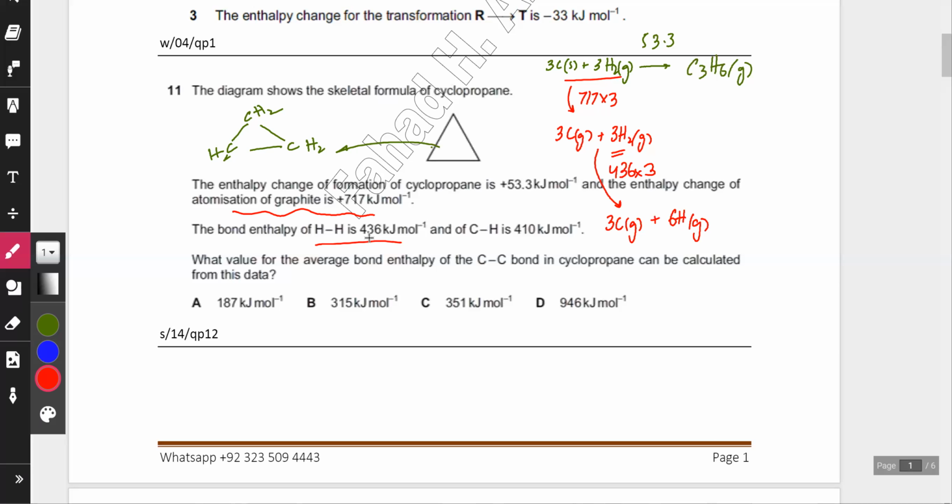And then he says that the CH is 410. Now to make cyclopropane, you would have to make how many CH bonds? That's 2 of them over here, 2 of them over here, and 2 of them. So you need to make 6 C and H bonds, right? And this part is going to be exothermic. And not only that, you would also have to make these C and C bonds, 3 of them.